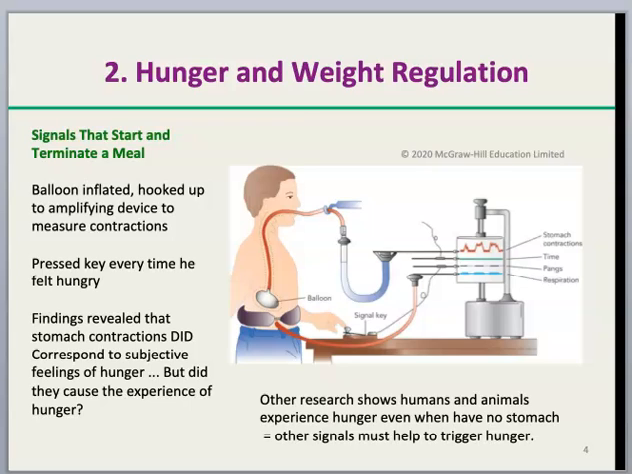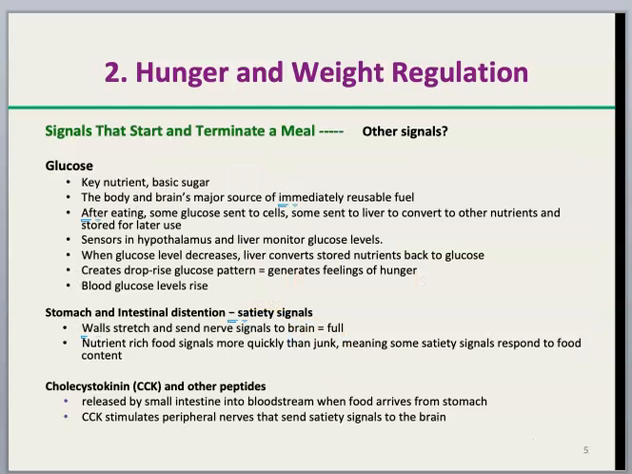So it can't just be contractions in the stomach make you think you're hungry, because in the case where animals or humans have no stomach or connection to their stomach, they still do feel that. So there must be something else. So what else is there? Other signals. So other signals that the text talks about are glucose, stomach and intestinal distension, and CCK and other peptides. So let's talk about glucose first.